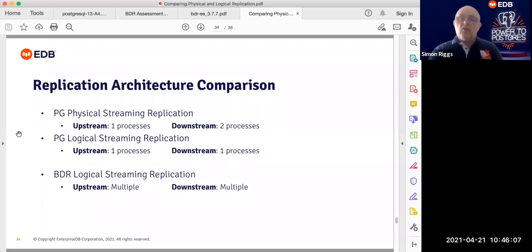Now, there's a change just gone into Postgres 14 to improve the speed of physical streaming replication, and that's good. But there are still some linkages that mean it doesn't work as well as we would like. So there's still more work to do on both.